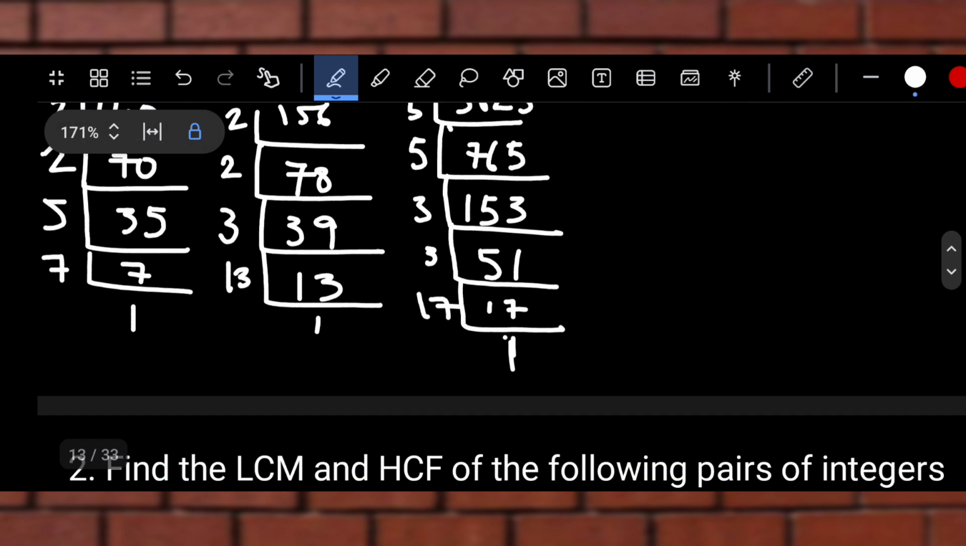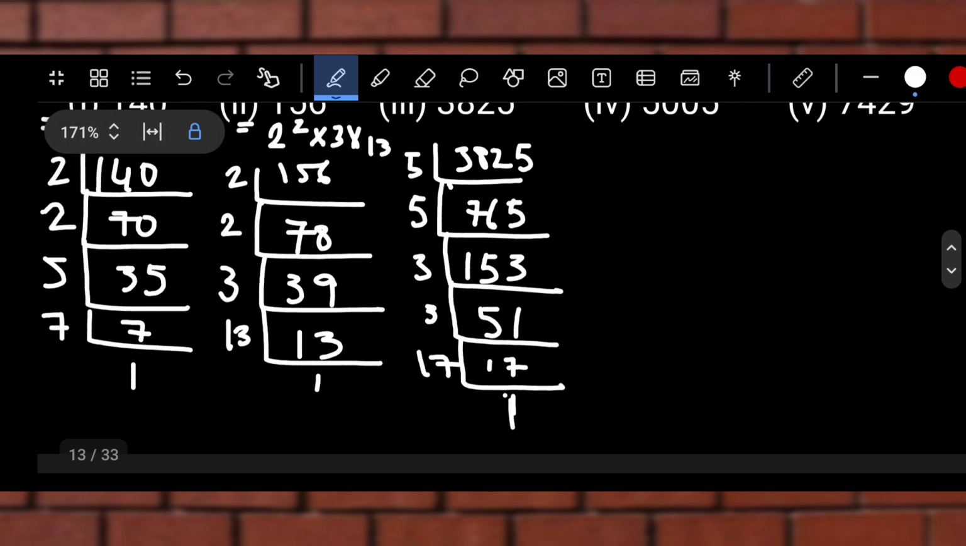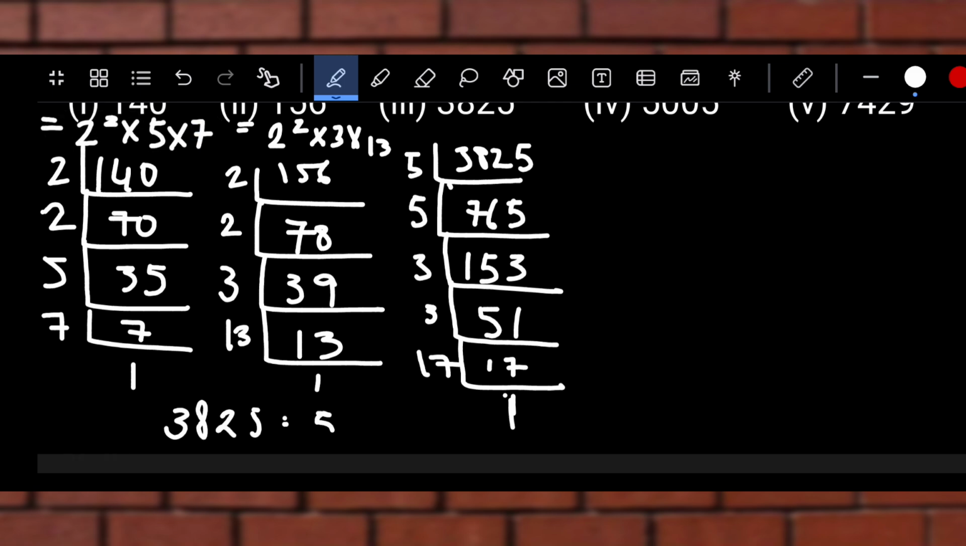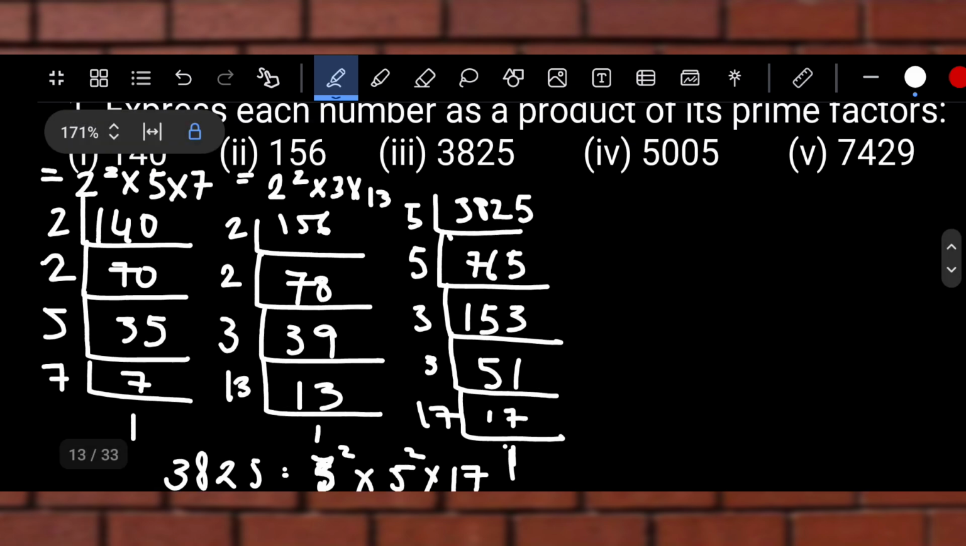So 3825 is equal to the product of 3 square into 5 square into 17. Here, when you write that the composite number is equal to the product of prime numbers, it should be in ascending order. But while doing the prime factorization, it doesn't matter whether you're doing it in ascending order or not. Okay. Next, fourth subdivision, 5005.